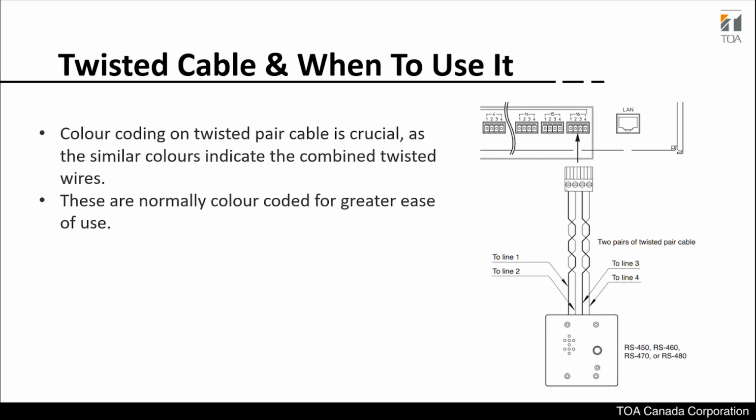Also, please pay attention to the color coding of twisted pair cable, as similar colors indicate the combined twisted wires. They are normally coded as a solid color and the same solid color with white. The typical example is a Cat5 or Cat6 cable.